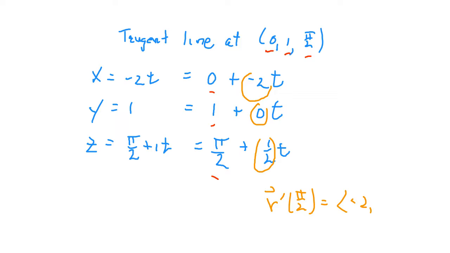Hold on here. Oh, I have an error here, don't I? This should equal 1. Sorry. Negative 2, 0, and 1.